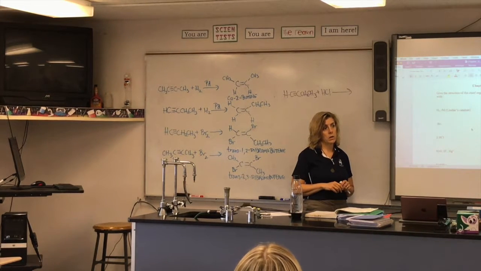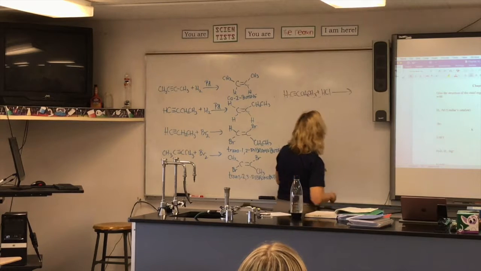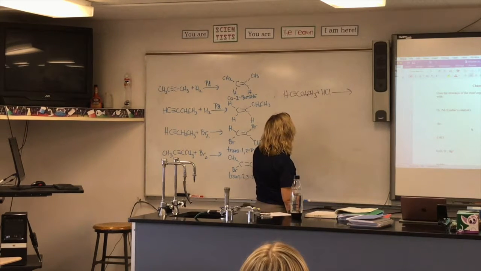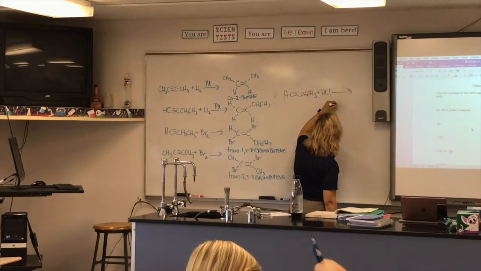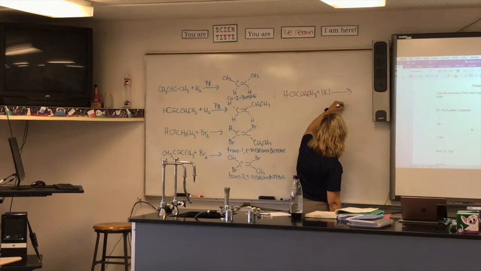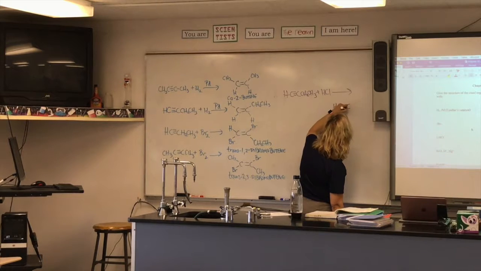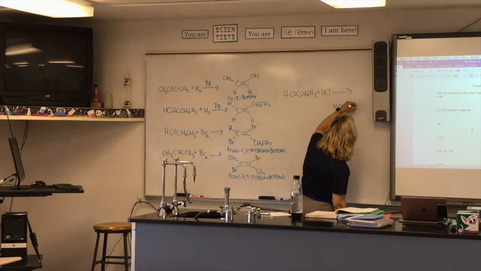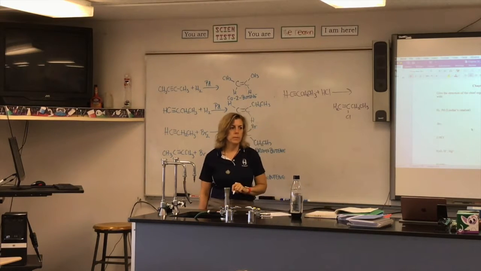Oh, I gotcha. So you're going to put the chlorine on the second carbon, hydrogen on the first. So I'm going to have CH2, double bond, CCl, CH2, CH3. Okay, that looks about right.